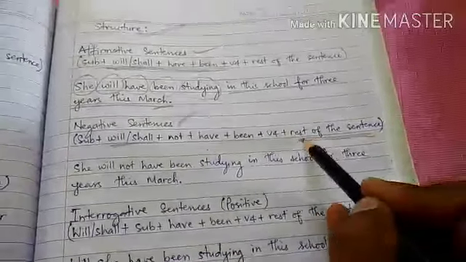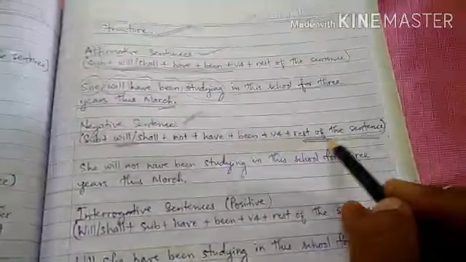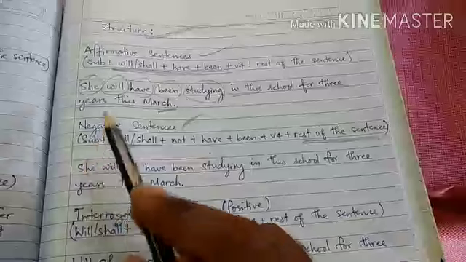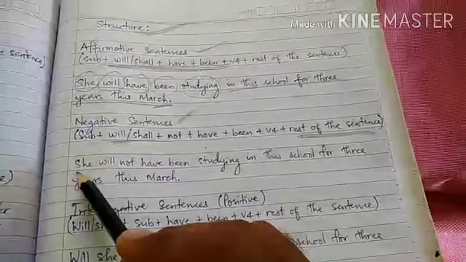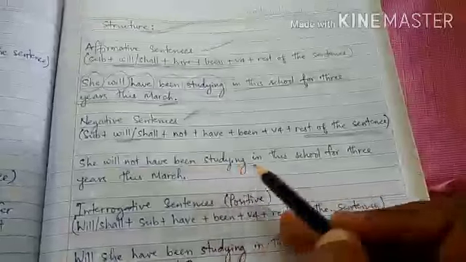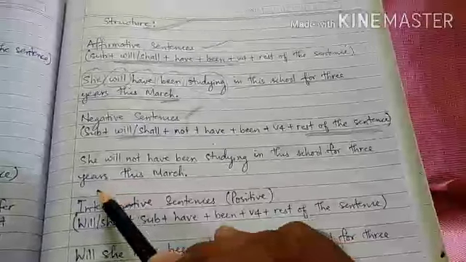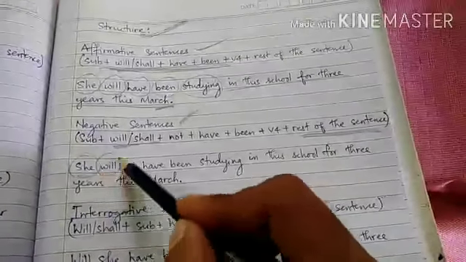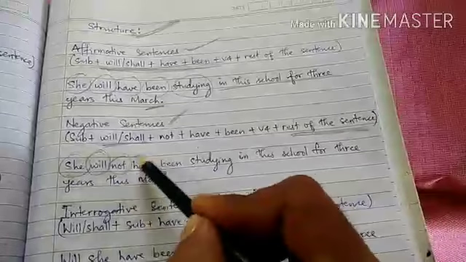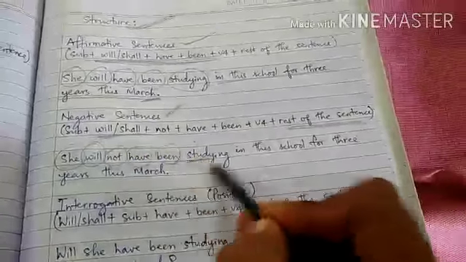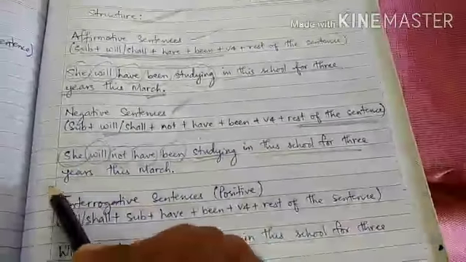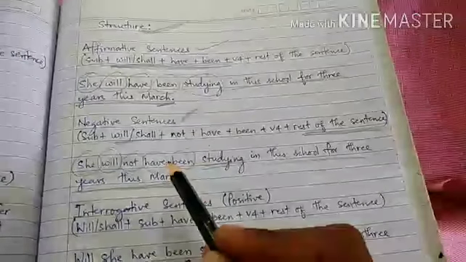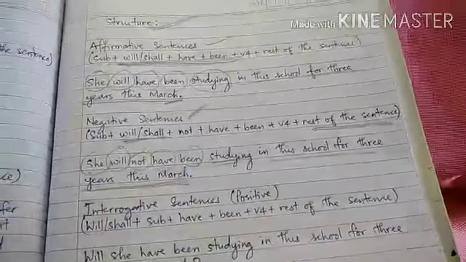This is the structure of negative sentences in the future perfect continuous tense. For example, we have the same sentence I have changed into the negative form. She will not have been studying in this school for 3 years this March. Subject plus will or shall plus not plus have plus been plus verb-ing plus rest of the sentence. This is the negative sentence in the future perfect continuous tense.